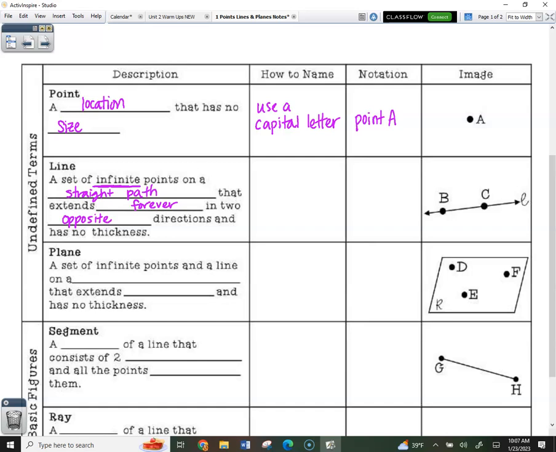Okay, how do you name it? Use any two points, and you do put a notation above it. So, for example, here is a line and it has a point B on it and a point C. So if I wanted to talk about this, I could call it line BC, and I would draw above it a little line. Or I could call it line CB, and above it I would draw the little line. Notice I switched the order. That's okay.